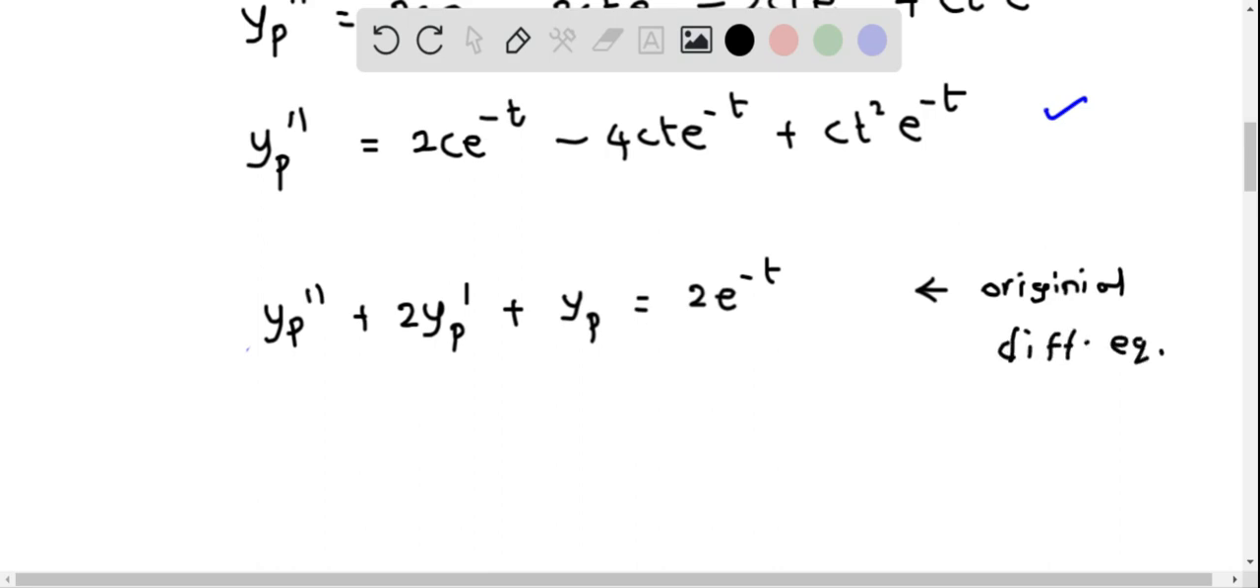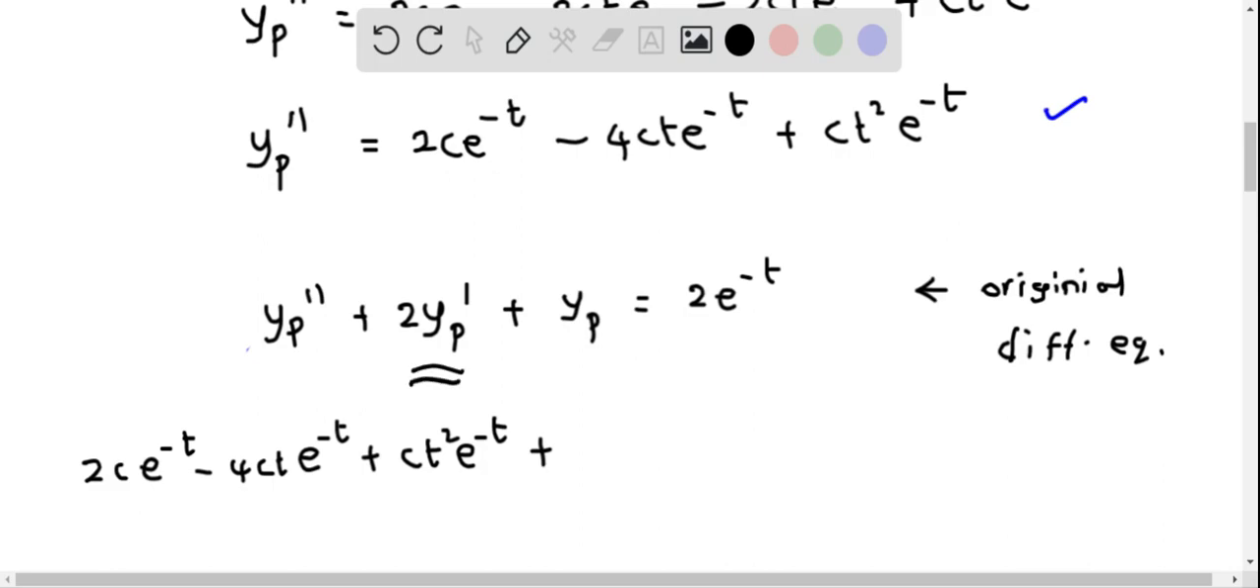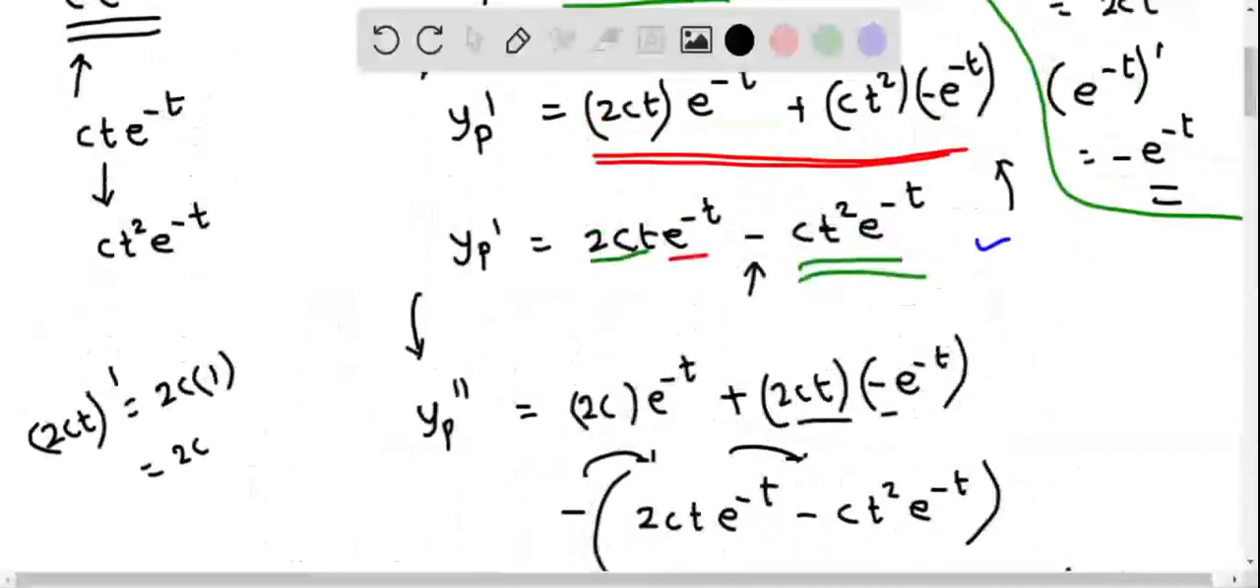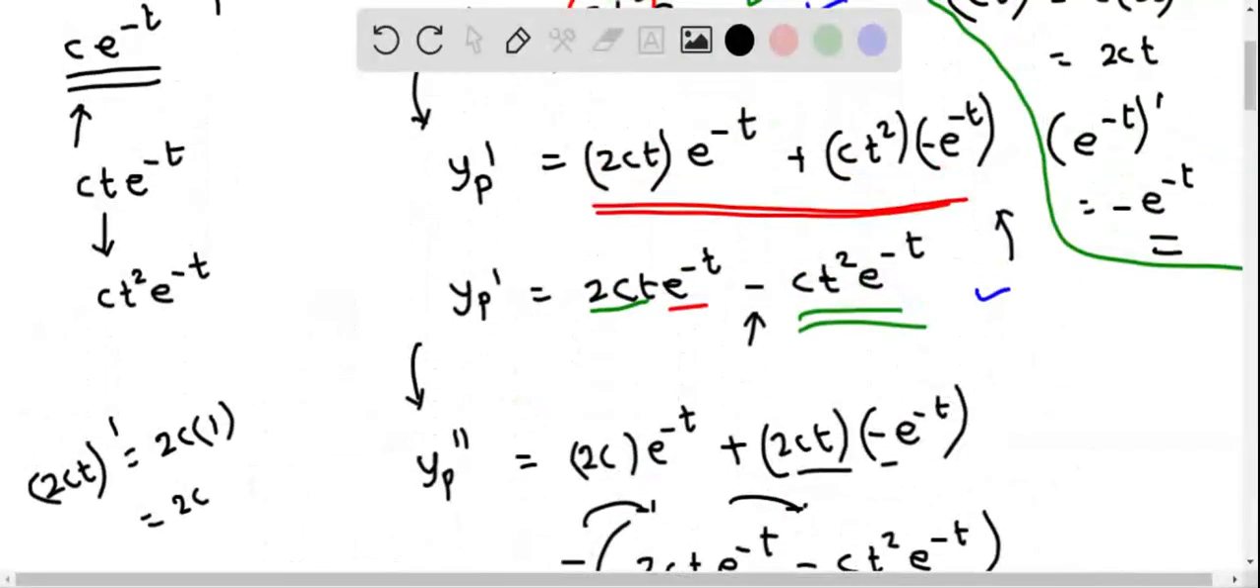Let's substitute this yp double prime, yp prime, and yp over here. So first let me substitute the yp double prime, which is 2c e power negative t minus 4ct e power negative t plus ct square e power negative t. Then I put plus, we need to multiply the yp prime by 2. So we have this yp prime.